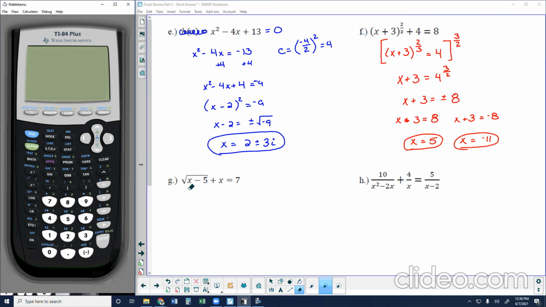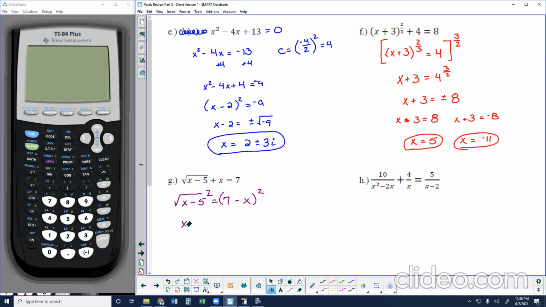Now, one thing to notice here is I have two values of x. I have a root x minus 5, and then I have a positive x. So I want to eventually combine the two. In order to do that, I'm going to need to get rid of my root. So I can change this into the square root of x minus 5 equal to 7 minus x by subtracting x from both sides. Now I can eliminate my root by squaring both sides.